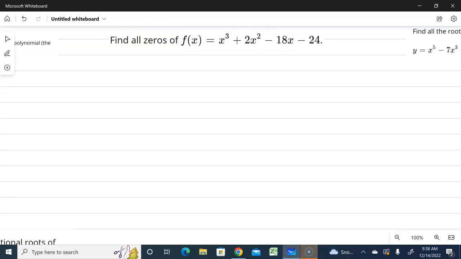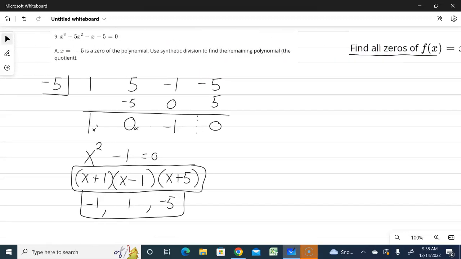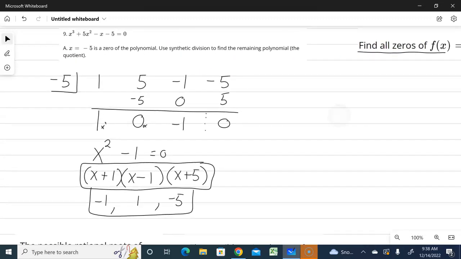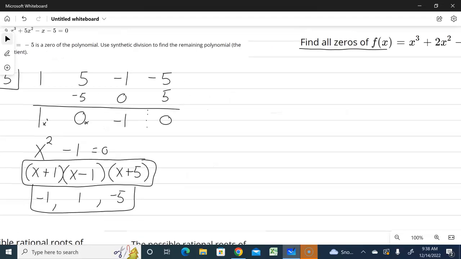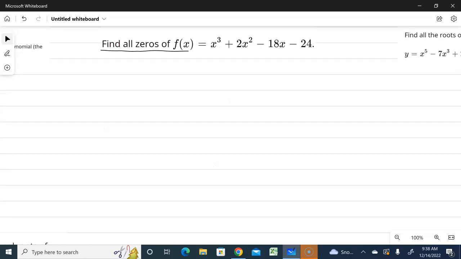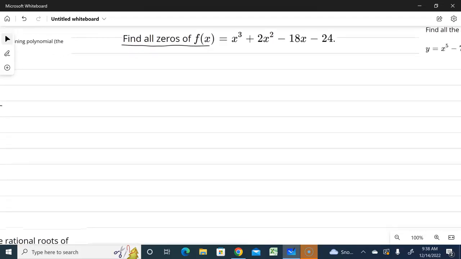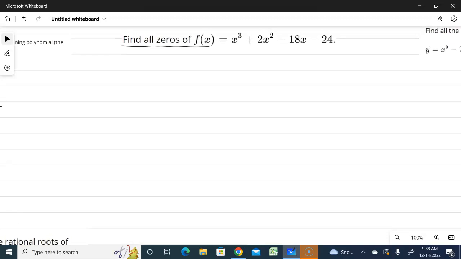All right, so now we want to find all the zeros of a function, and we don't know anything about this. So this one is no different than this first one I started with, but this first one I was given a little hint that -5 was actually a solution. I have no hints on this problem, so I simply have to try and try and try until I find a possible solution. What we can do is perform the rational root theorem of all the possible P over Q values.